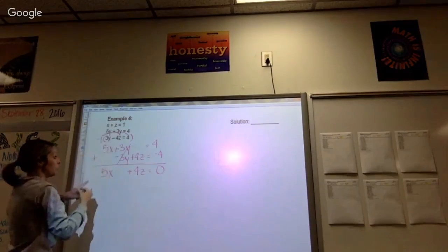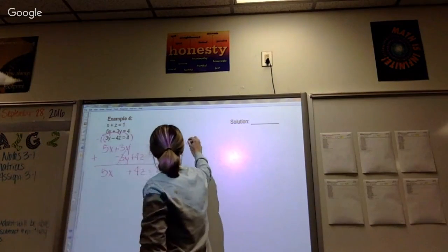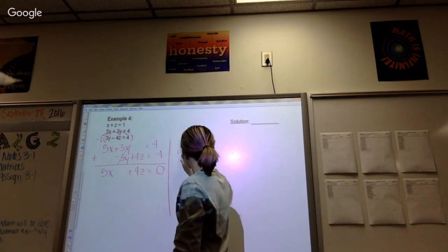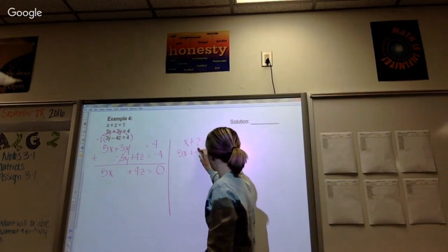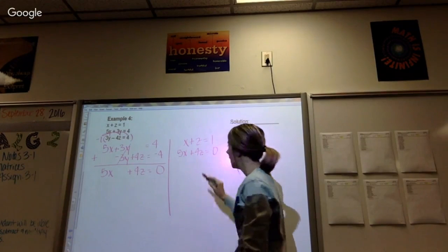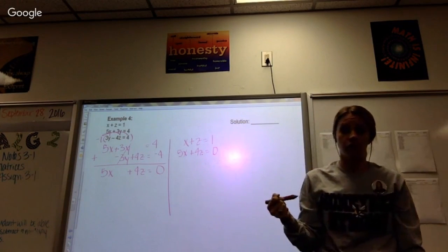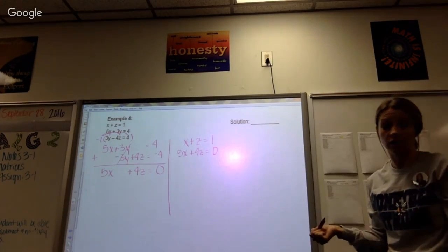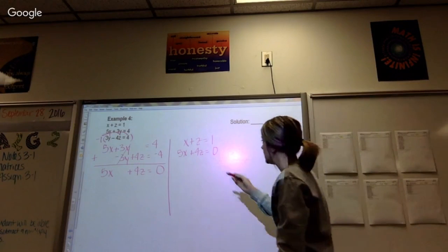Notice the very top one. So I'm going to write down x plus z equals 1. I'm going to bring over the equation that I just found. And now notice that those two equations have the same two variables. So we can either use substitution or elimination. So I'm going to eliminate the x's.